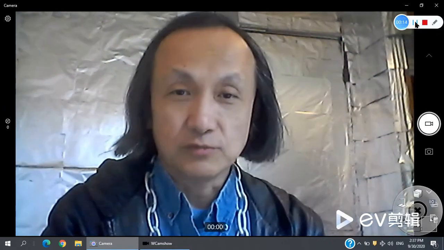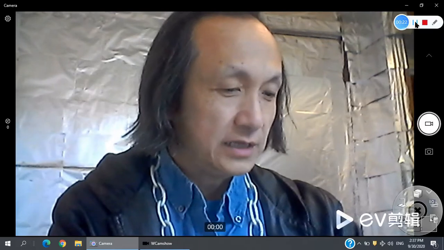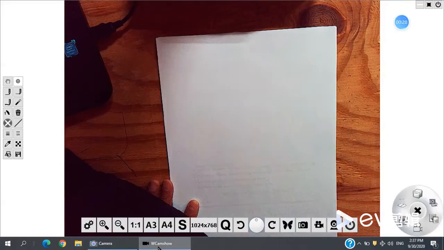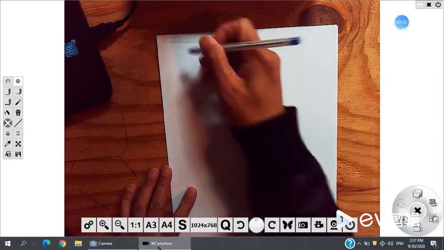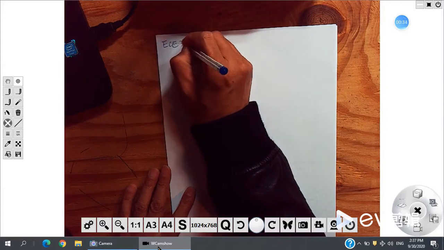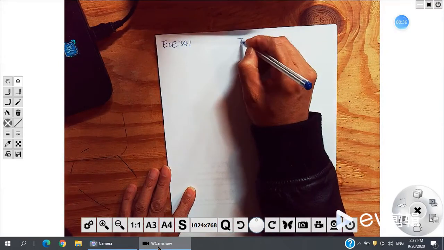ECE341, the probability and stochastic process. Today we will keep working on the random variables. We already have two kinds of random variable, right? We know the discrete type and continuous type random variables, and today we keep working on them. This is ECE341, the 7th week, Monday's class.